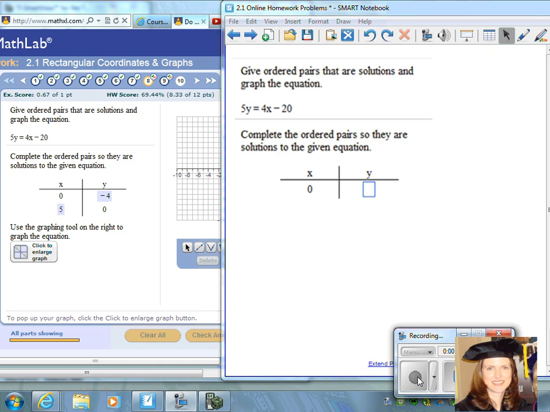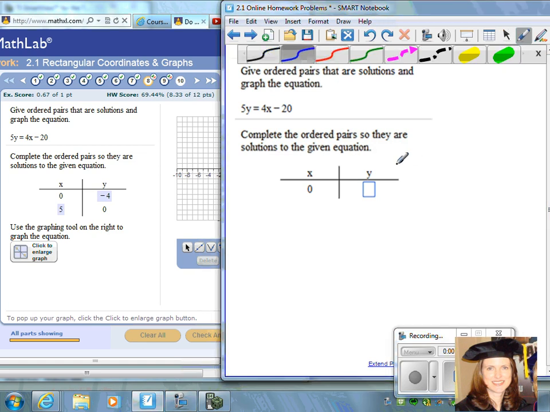For question number 8, we're asked to give ordered pairs that are solutions and graph the equation. The equation given is 5y equals 4x minus 20. Complete the ordered pairs so that they are solutions to the given equations. The first value given in the table is a point where x is equal to 0.